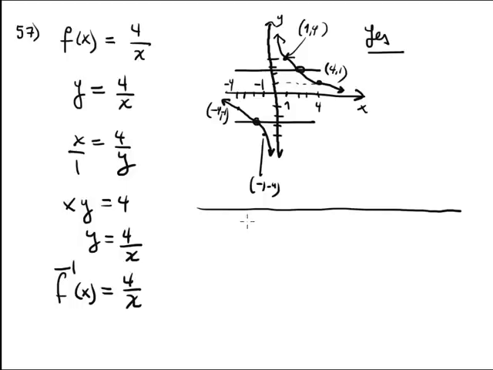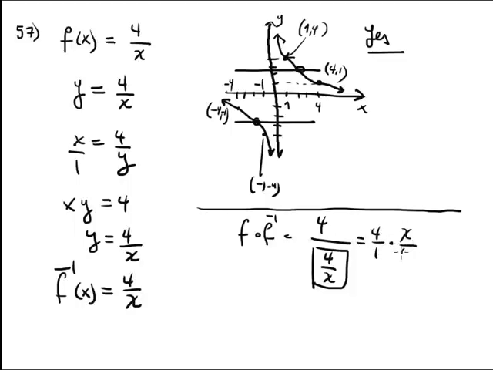Let's check. The checking is f composed with f inverse. It's like 4 over a box, and inside the box you copy 4 over x. 4 over 1 is the numerator, times the flip, x over 4, cancel out the 4, and you get x. The other composition is not necessary to do because it's exactly the same.